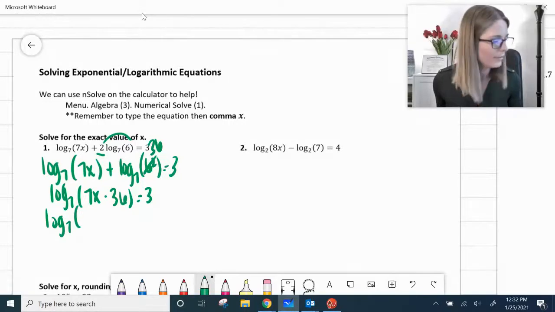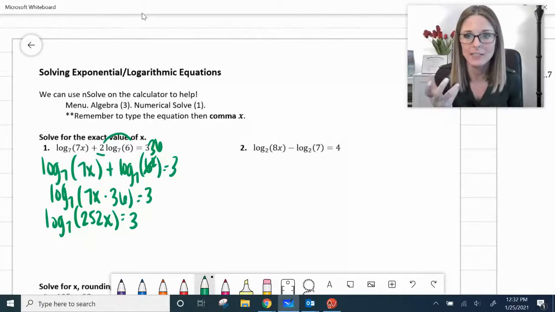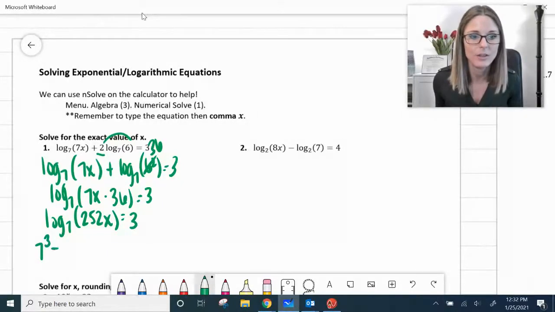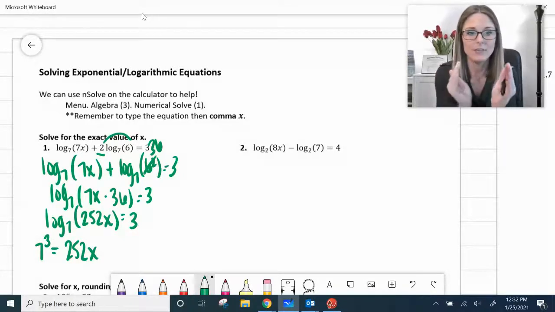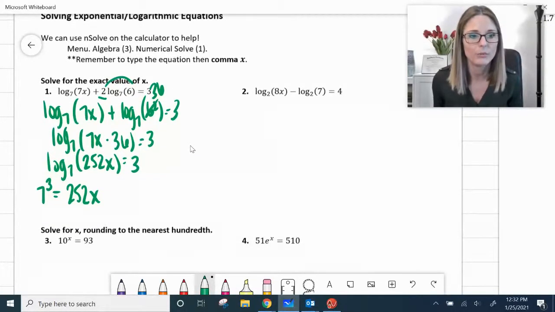Log base 7 of 252x equals 3. And then from here, I'm going to change it from a logarithm to an exponential equation. So remember, your base of 7 will still be your base, raised to the third is equal to 252x. So just taking it from logarithm form into the exponential form. Let me slide up a little bit, give us a little more room. 7 to the third is 343.